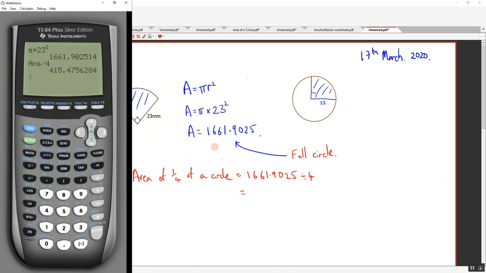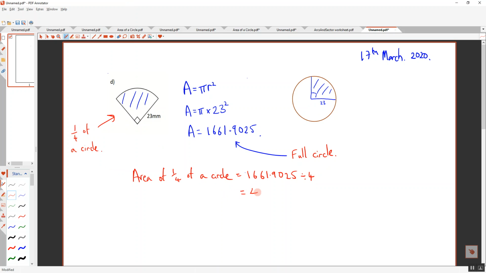If I'm going to round this to 3 significant figures, what's my answer going to be? 3 numbers. 415, right, good. So you treat it as if it's a full circle, and then you see what fraction do we need, okay? What fraction of the full circle do we need? What's another way of saying dividing by 4? Multiplying by 1/4. Not halving, no. Multiplying by what? 1/4. Yeah, 1/4. Okay, so dividing by 4 is the same as, remember, multiplying by 1/4.